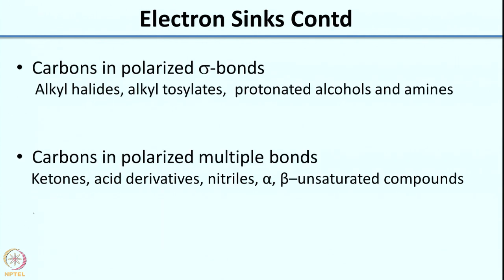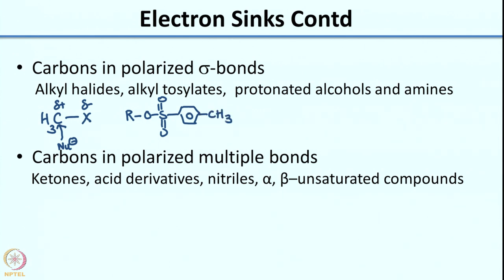Other examples of electron sinks are carbons in polarized bonds. So if you have alkyl halides, now you have a delta plus here and a delta minus here. So this would be your electron sink, and you can think of an electron rich species attacking your electron sink. Alkyl tosylates, so here you have a tosyl group. Here again you can think of a nucleophilic species interacting with the electron deficient R.